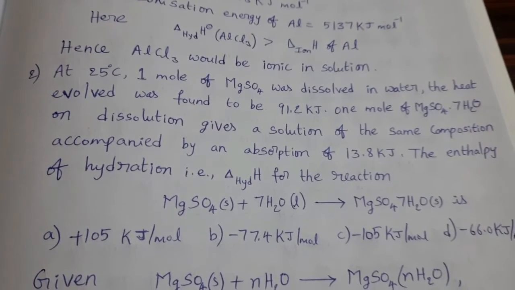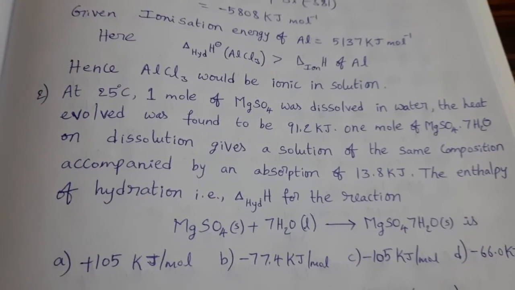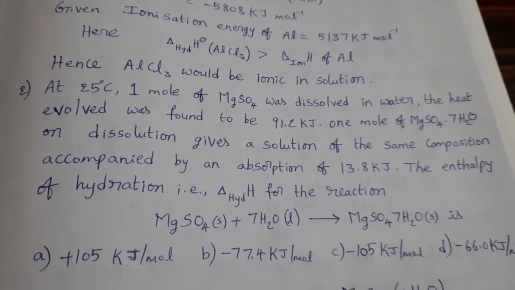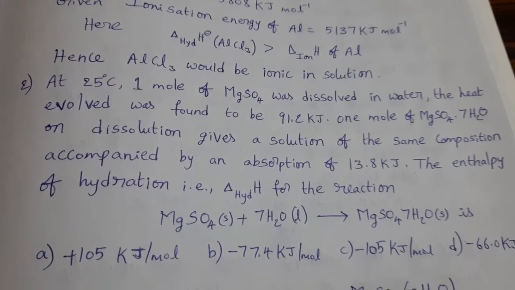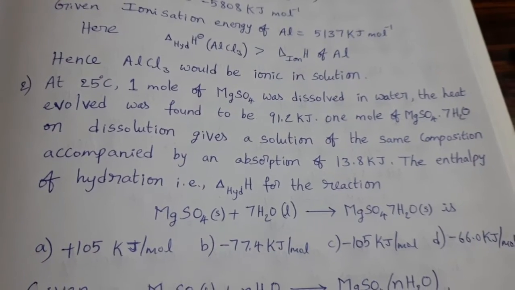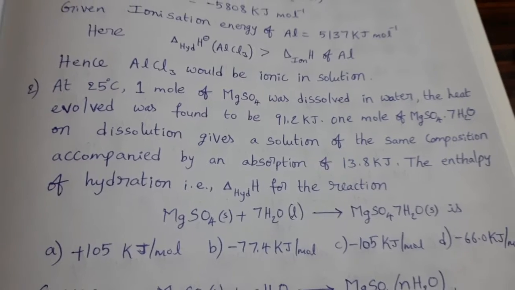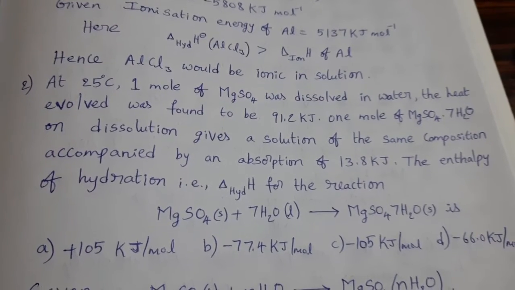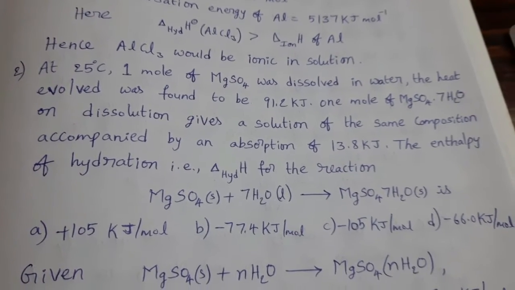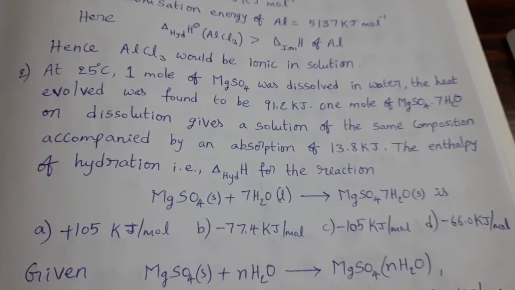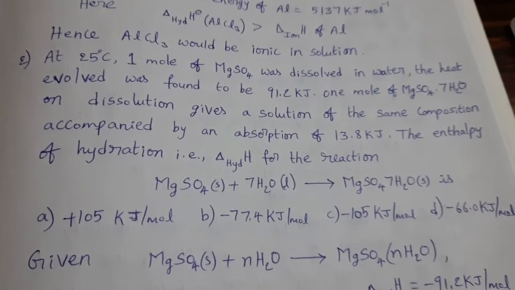Last class we completed numericals related to enthalpy of hydration. See the next one. At 25 degrees Celsius, 1 mole of MgSO4 was dissolved in water. The heat evolved was found to be 91.2 kilojoule. 1 mole of MgSO4·7H2O on dissolution gives a solution of the same composition accompanied by an absorption of 13.8 kilojoules. The enthalpy of hydration for the reaction MgSO4 in solid form plus 7H2O gives rise to MgSO4·7H2O is.